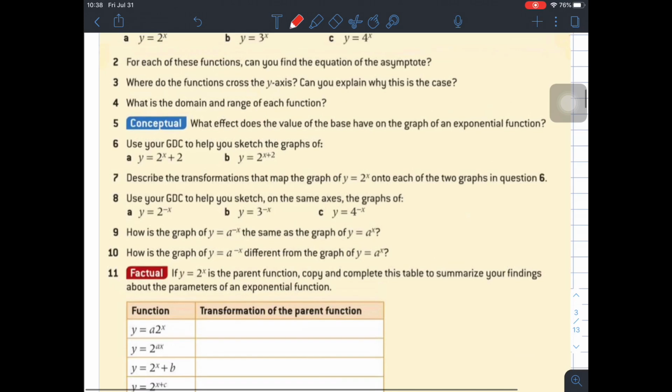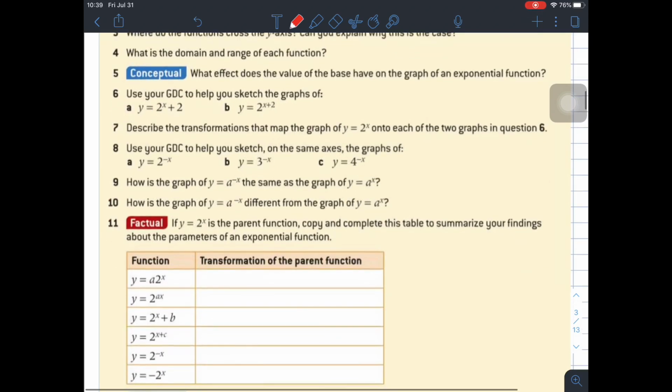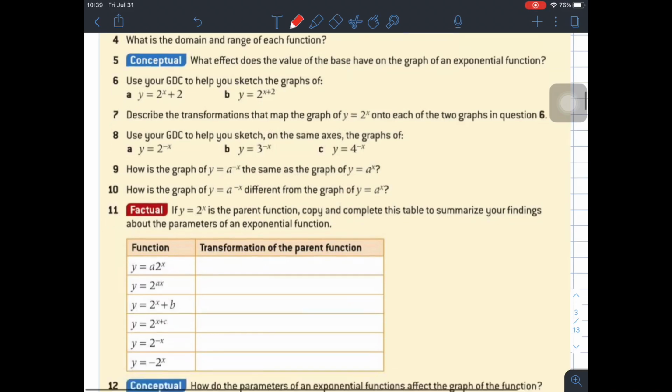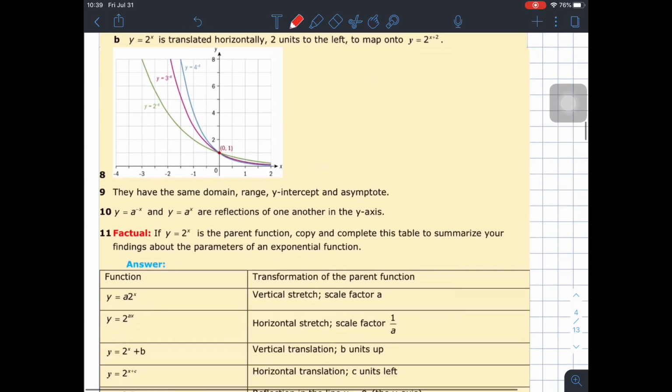Then we have number 10. It says, how is the graph y equals a to the power of negative x different from the graph y equals a to the power of x? How are they different? Well, one is a reflection of the other in the y-axis, right? And we can say that this is a case of exponential decay, and this is a case of exponential growth. Those are the differences.